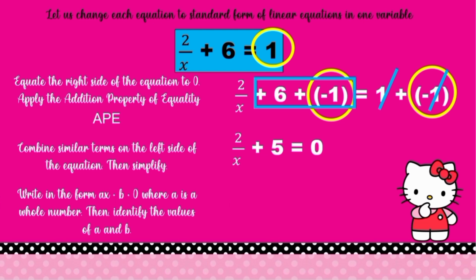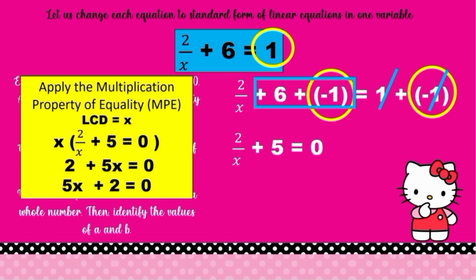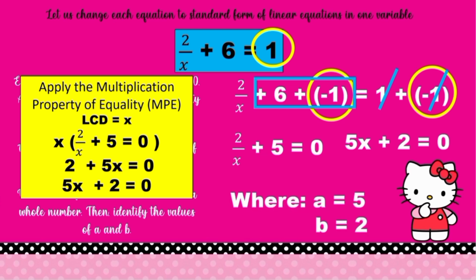Write in the form of ax plus b is equal to 0, where a is a whole number. Then identify the values of a and b. So we need to simplify the term. Apply the multiplication property of equality or MPE. First, get the LCD. Our LCD is x and we have to multiply it on both sides of the equation. That is 2 plus 5x is equal to 0. Or changing it to the right format, we have 5x plus 2 is equal to 0. Now we can get the value of a, that is 5, and b is 2.